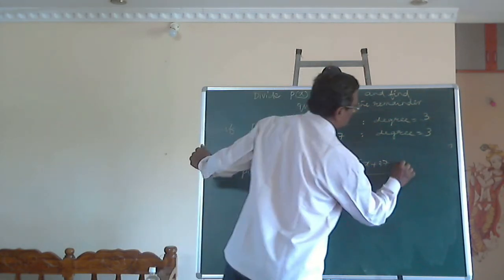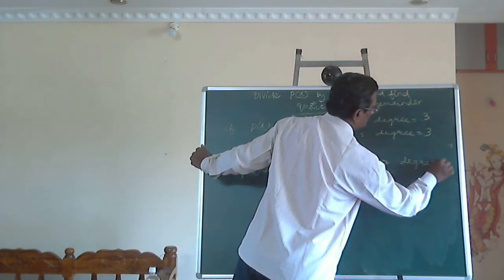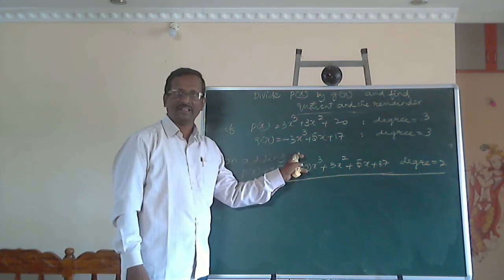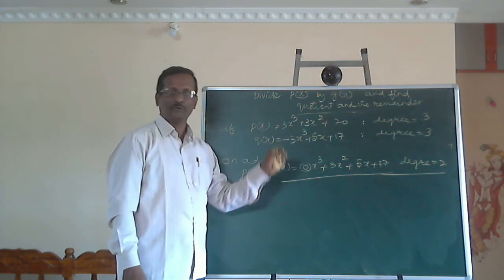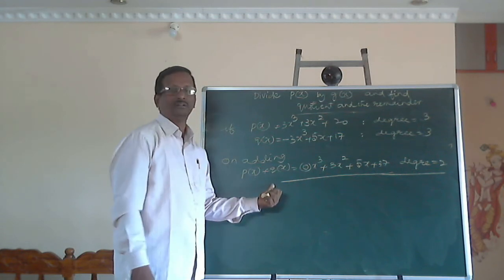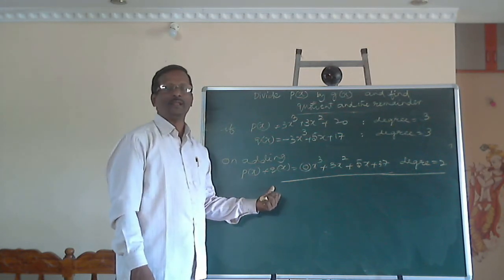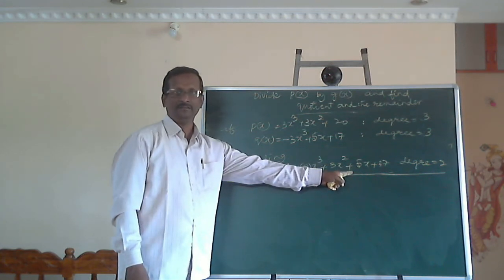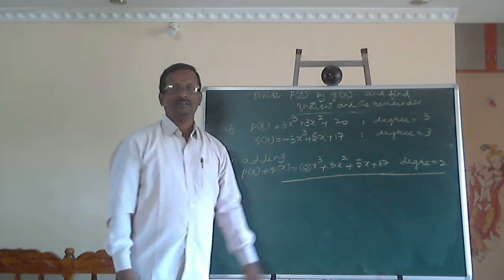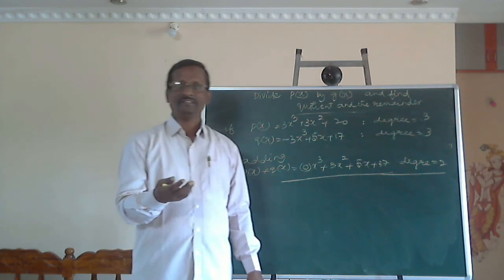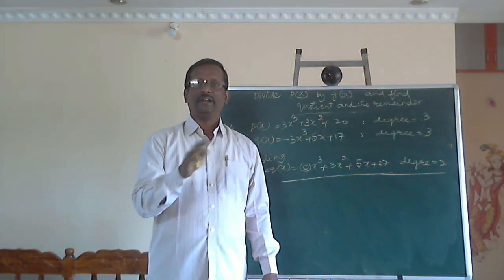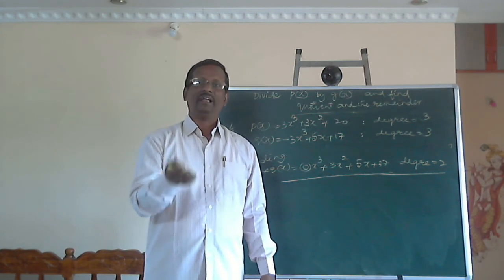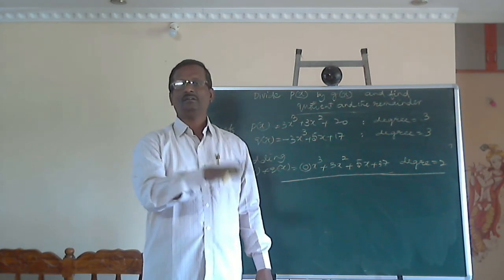Here degree is 2. It is an example where the degree of P(x) is equal to 3, degree of Q(x) is also 3, but on adding, the resultant polynomial P(x) plus Q(x) has a degree smaller than 3. So when the two polynomials have the same degree, on adding, the resultant polynomial will have a degree either equal to the same degree or lesser.